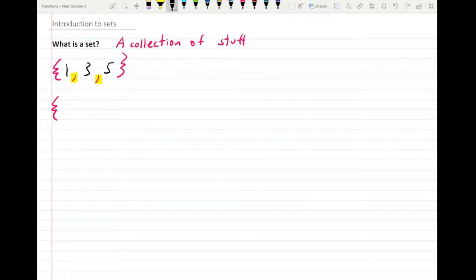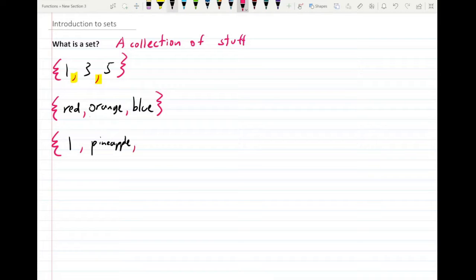For example, you don't have to have numbers in your set. You could have colors, for example, red, orange, blue. That's a set. There's no rules on what can or can't be in a set with other things in it. So you could have one, pineapple, and square together in a set. That'd be a valid set.